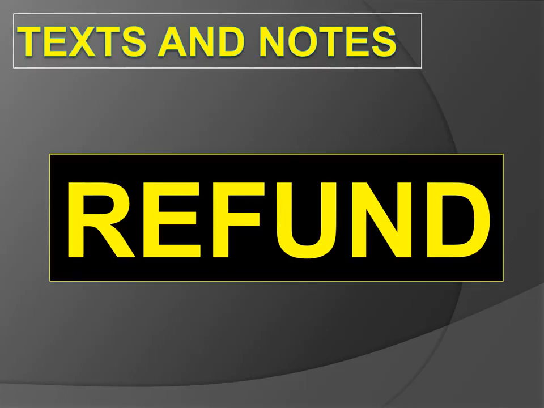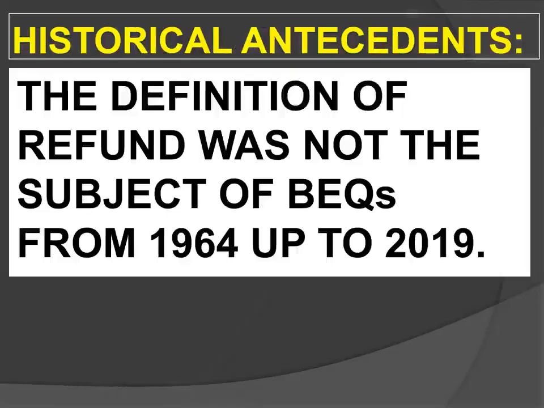What about refund? We have the last stage, refund. And what is refund? Refund is nothing more than the return made by the executive department of payments that are excessive, illegal, or mistakenly paid. That's the meaning of refund. Some authorities do not include refund as one of the stages of taxation. Again, note, there were no questions asked on the definition of refund.